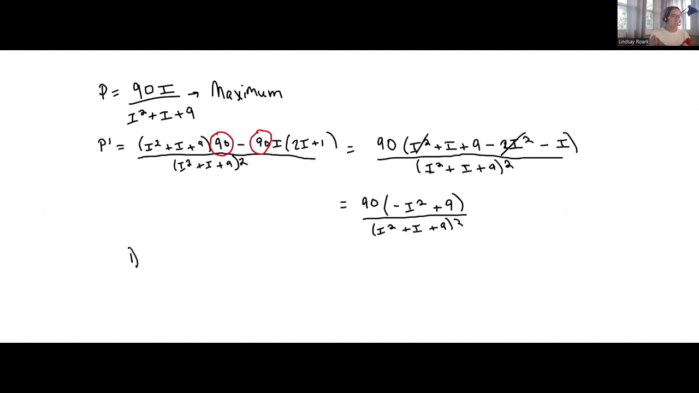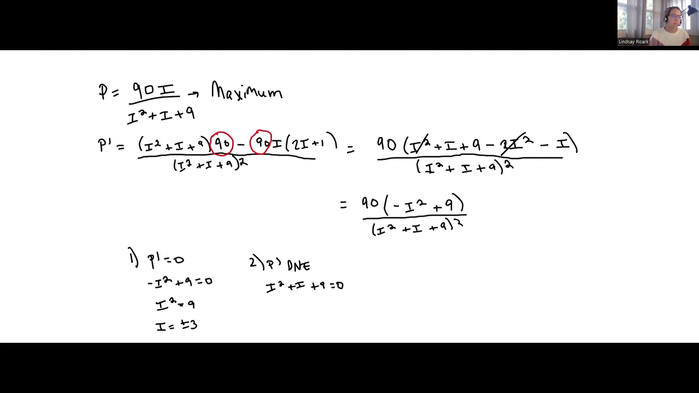What we would want to do first is ask where the derivative equals 0. That's when the numerator equals 0. And then I also want to check to see where the derivative does not exist. That's essentially where the denominator is going to equal 0. So let's talk about this first. On the negative I squared plus 9, we could solve for I. We can subtract 9 and divide by negative 1. Either way, we would get I squared equals 9, so I equals positive and negative 3.